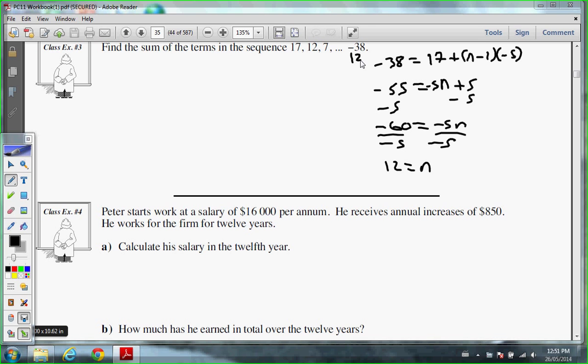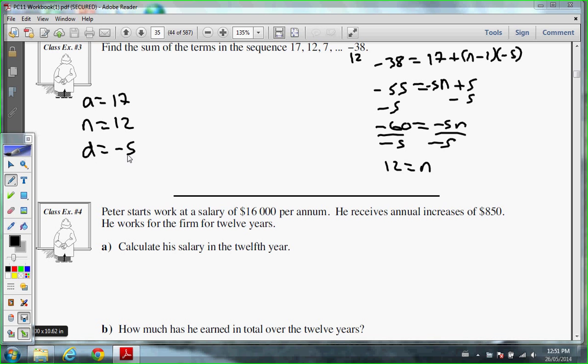This is the 12th term. We expect N to always be what? Positive, right? We're not going to have a negative term number. So always expect your term number to be positive. Now we have A, N, and D. We can use our first formula.